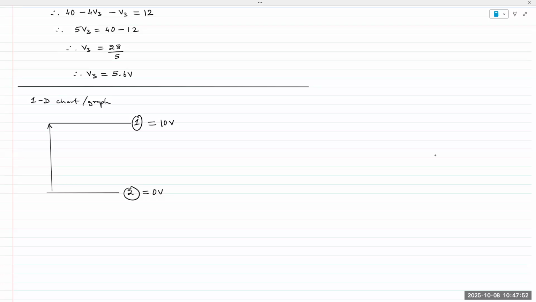Now, node 3 that we found, 5.6, is that above node 2 or is it below node 2? It's above. It's 5.6 volts above. So let's just say it's somewhere here approximately. So it's 5.6 volts.